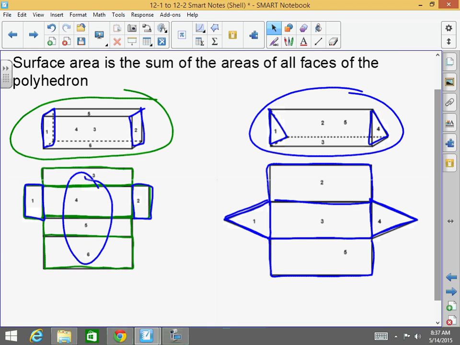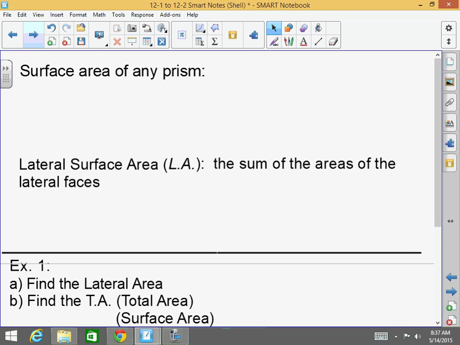I would suggest a much better way, which is using a formula. Now, this formula is very powerful because it will find the surface area for any prism. Period. Any prism. Triangular prism, hexagonal prism, octagonal prism, pentagonal prism. Does not matter the base or the type of prism.